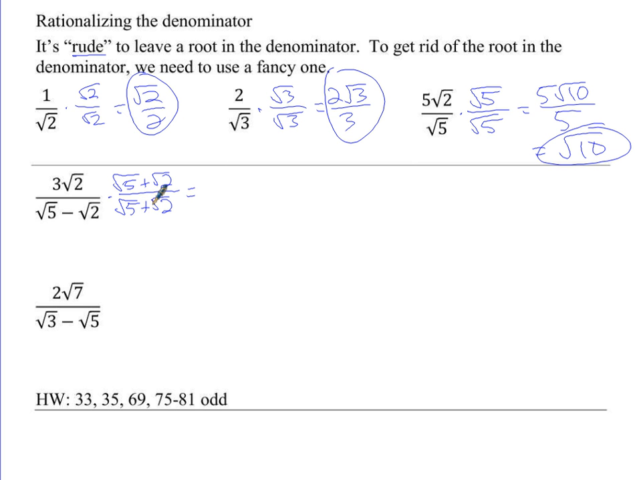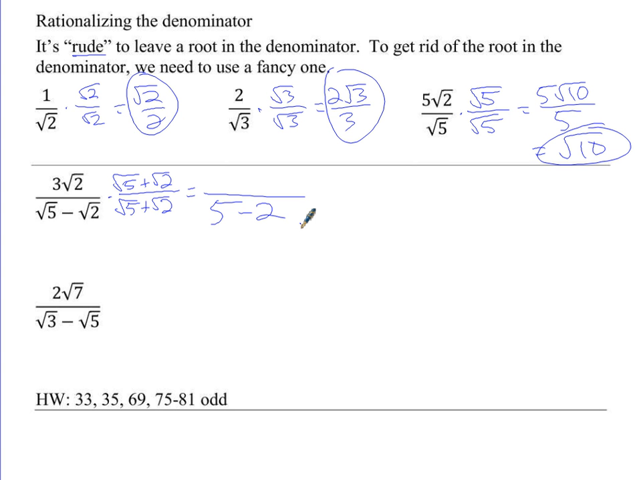All right, so now in the denominator, because they're conjugates, I know the O and the I in FOIL are going to disappear. So the square root of 5 times the square root of 5 is what? 5. And then the negative square root of 2 times the positive square root of 2 is going to be minus 2. The O and the I parts disappeared.